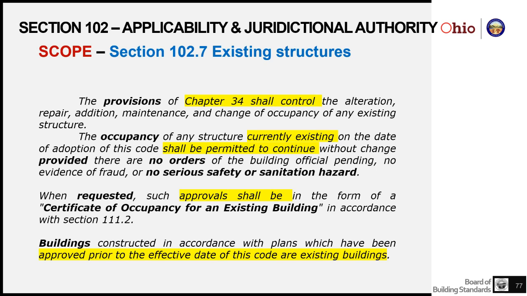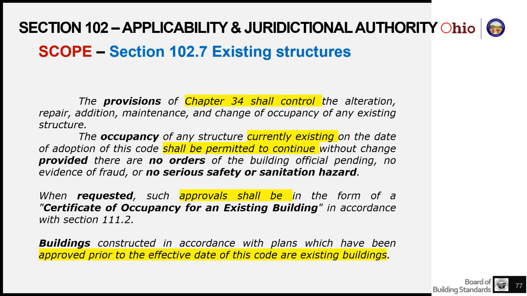So if a building doesn't have a certificate of occupancy, and the owner for some reason needs one, because they're trying to get some insurance coverage, or they're trying to get a license and they need a certificate of occupancy to do those things, they can request a process by the building department and get a certificate of occupancy for an existing building. And there's a process for that. And then it relies on the previous paragraph, where if it currently exists and there are no orders and no serious hazards, it can continue to exist.